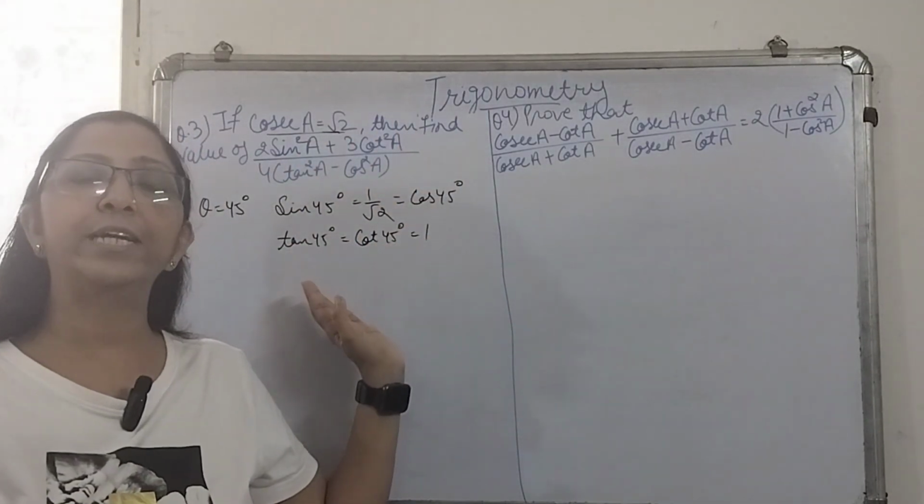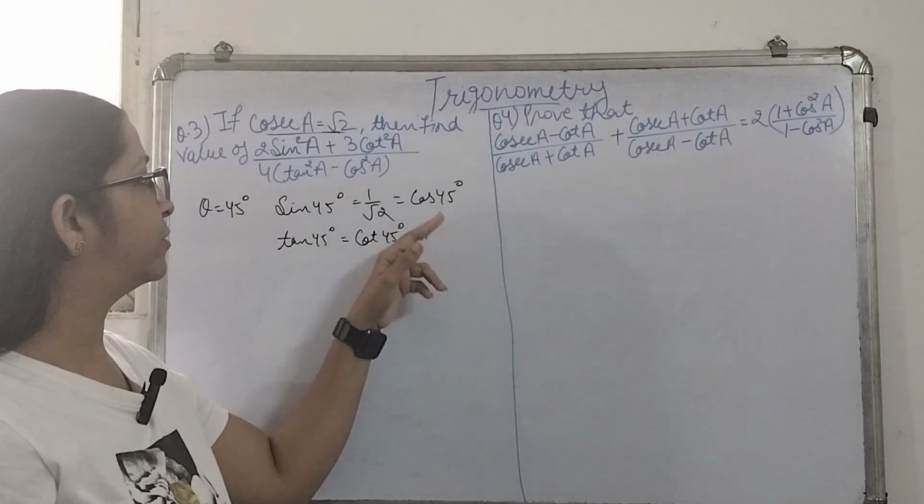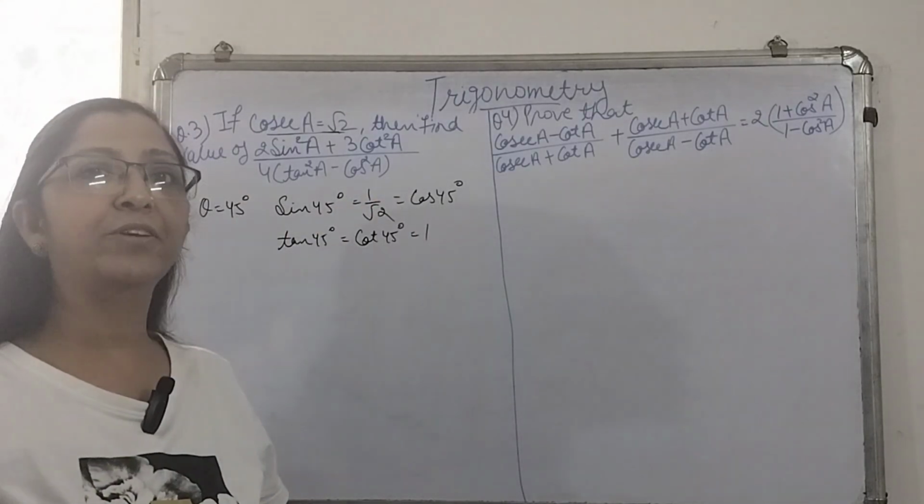All these values we can find from the table. We have already learnt in the previous video how to find the values of all the trigonometric ratios at some specific angles.